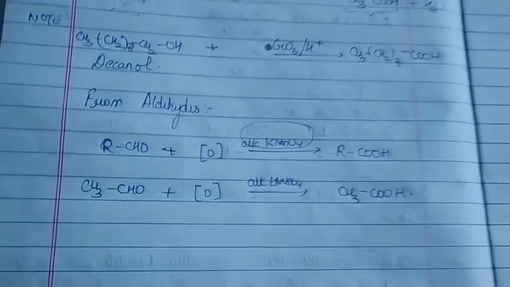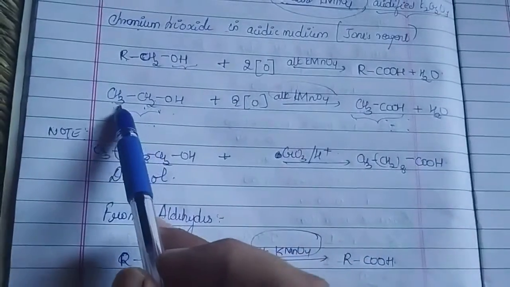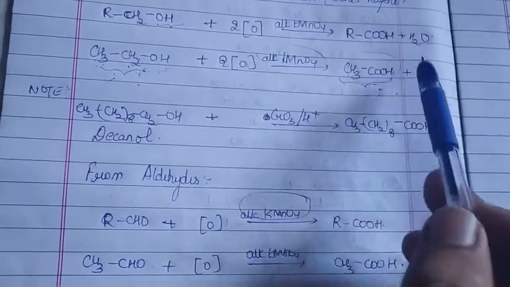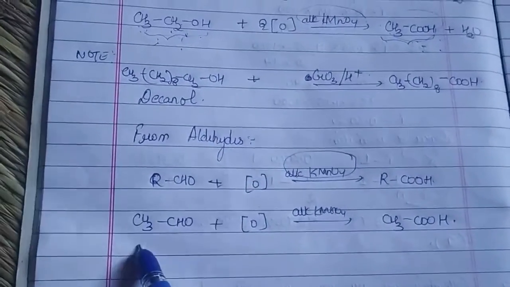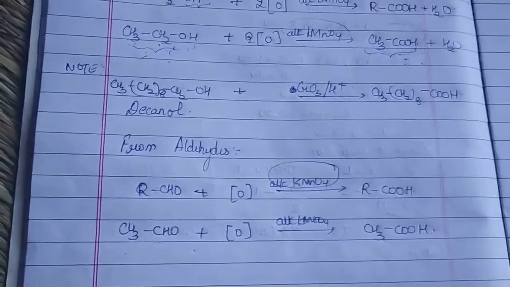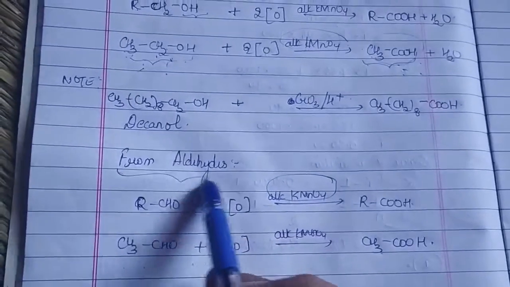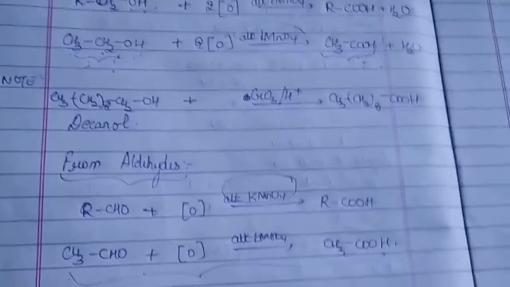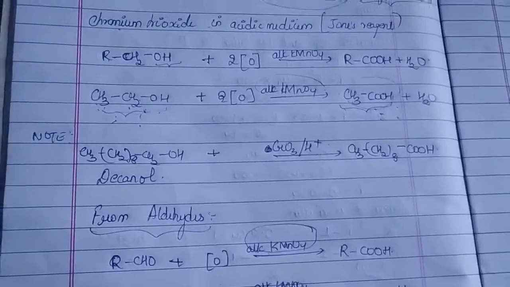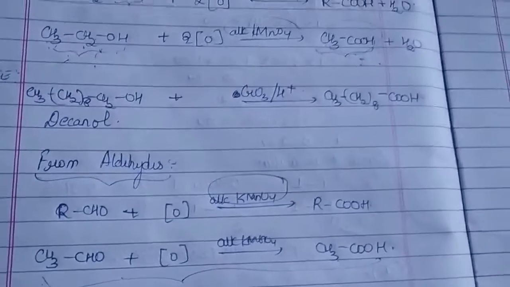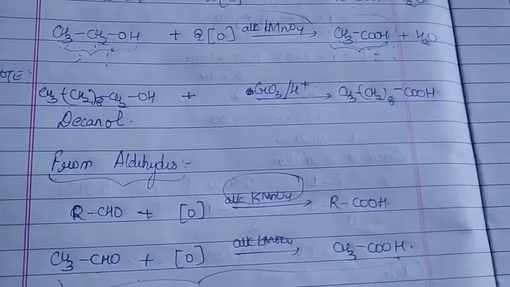CH3COOH. So in the first case, we have learned how ethanol is getting converted to ethanoic acid. Here, what we are seeing is ethanol getting converted to ethanoic acid. They can ask you about the reverse reaction too. So give a method by which you can convert ethanol to ethanoic acid, and ethanoic acid to ethanol. Either way is possible.